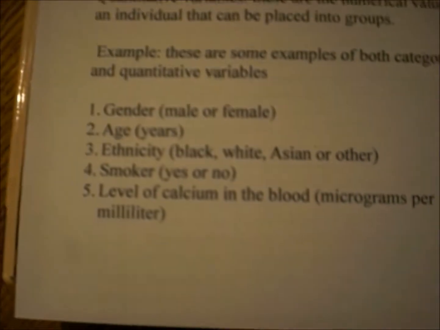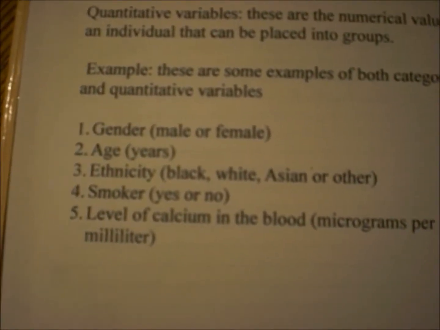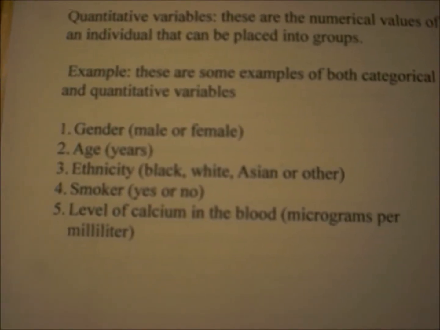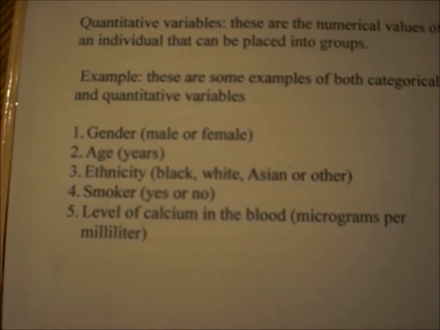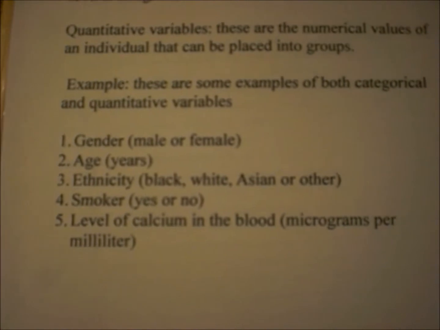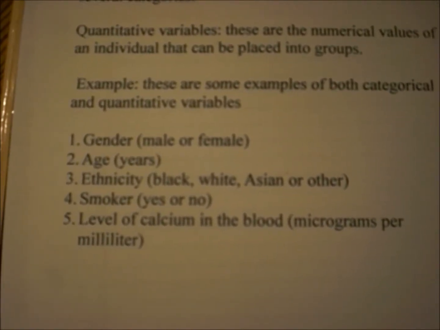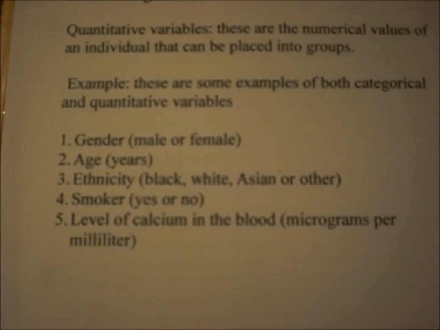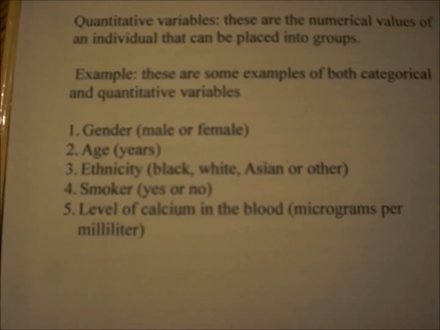Gender, male or female; age, years; ethnicity, black, white, Asian, or other; smoker, yes or no; level of calcium in the blood, micrograms per milliliter. Gender would be considered categorical, so would ethnicity and smoker, whereas quantitative would be age or level of calcium in blood.